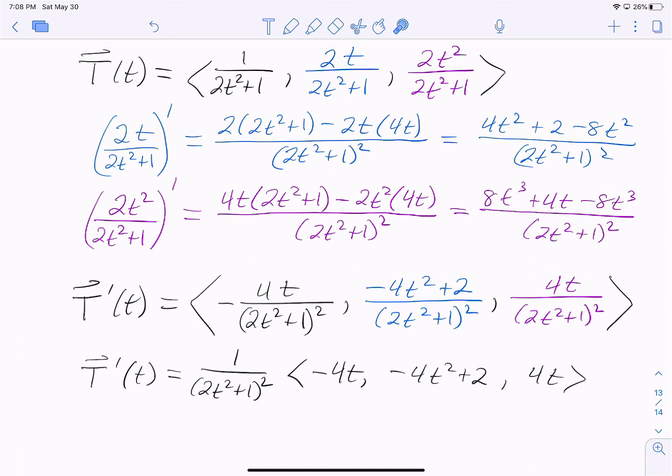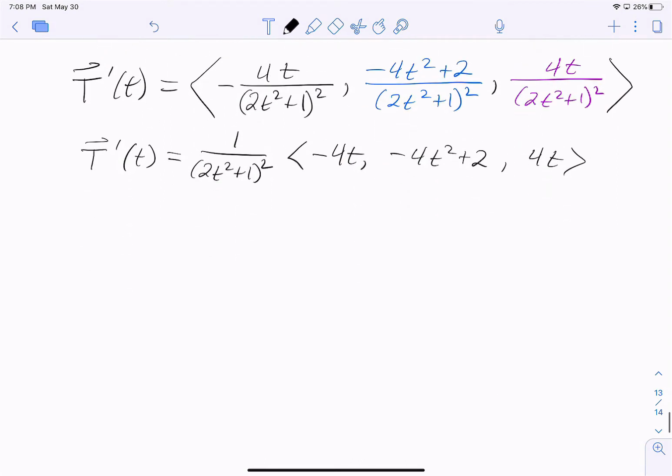Because we're about to find a magnitude of T prime, I decided to go ahead and factor out the common factor in the denominator of 2t squared plus 1, the quantity squared. So out front of my vector, I have 1 over that quantity. And my vector is actually negative 4t squared plus 2, 4t. Now let's find the magnitude of T prime.